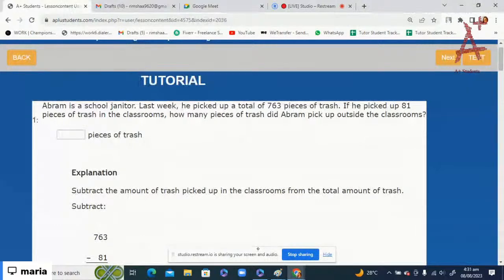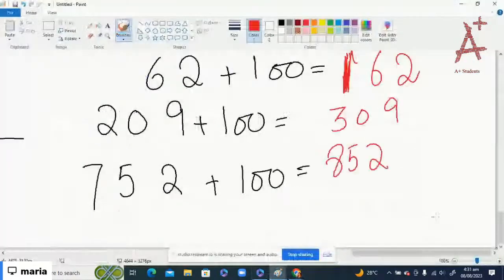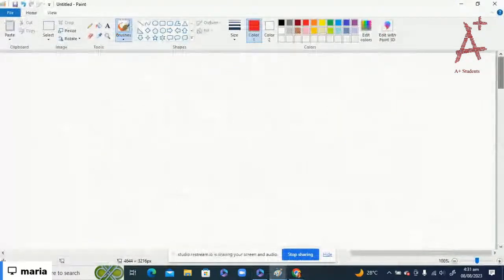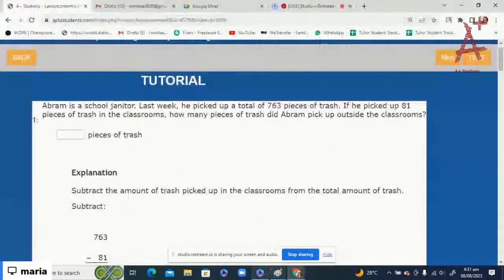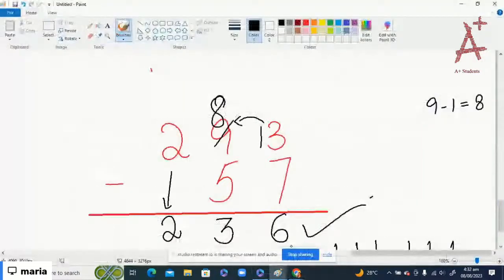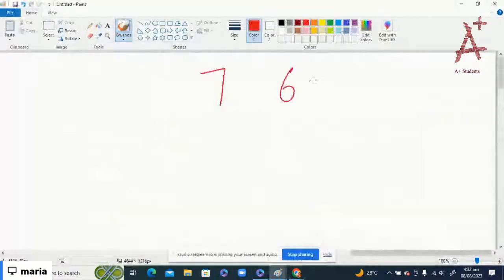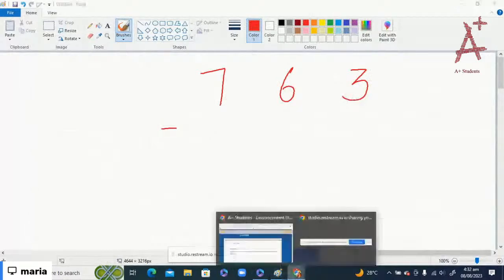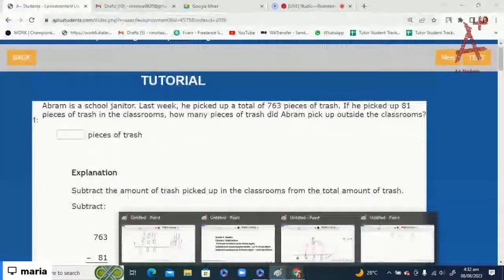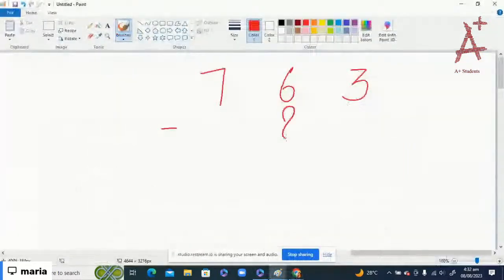763 minus 81. 763. Oops, wait. Minus. Where am I going to put 81? Start from the 7 or start from the 6? Yes, start from the 6. Here is 81. Just put it here.